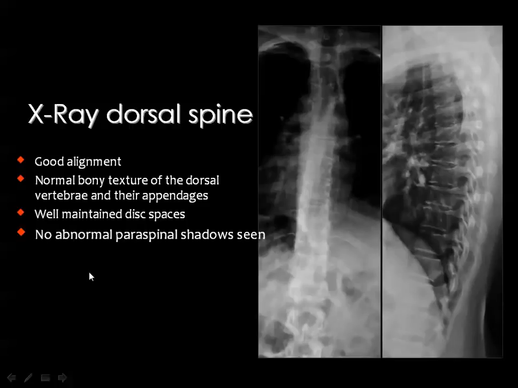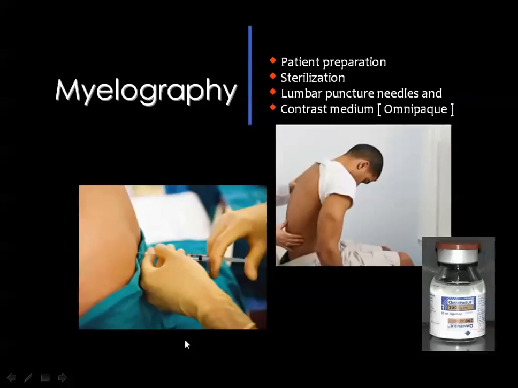In the dorsal spine, if kyphosis is maintained, you say good alignment. You look for the bony texture, and if it is good, you say normal bony architecture of the dorsal vertebrae and their appendages. Then look for the disc spaces, which should be equal. Then you say well maintained disc spaces, and you look in the paravertebral area for any abnormal soft tissue shadows. If none, you say no abnormal paravertebral soft tissue shadows seen.